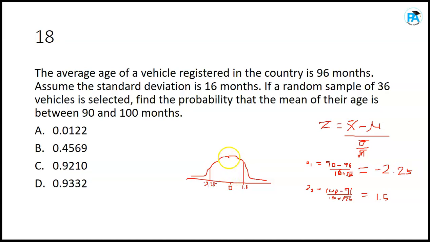So, they said we should find the area between. Area between, meaning from here to just here. Okay. So, to find the area between them, here to here, you go to your Z table and look for 1.5.